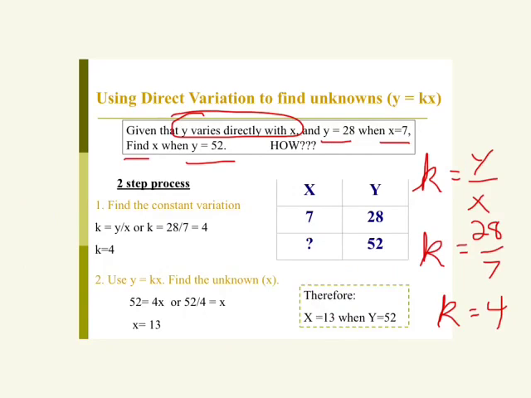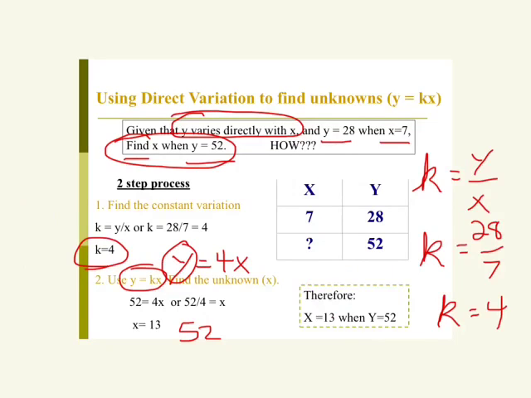And if k is equal to 4, as we have right here, now we can write our equation, y equals kx, as y is equal to 4 times x. Now we go back to what they ask us to find. Find x when y is 52. So now we'll substitute in for y, 52, so I have 52 is equal to 4x, divide by 4, and x is equal to 13. And so therefore x is 13 when y is 52.